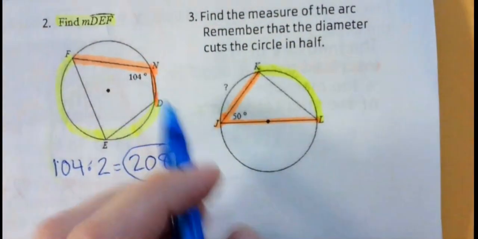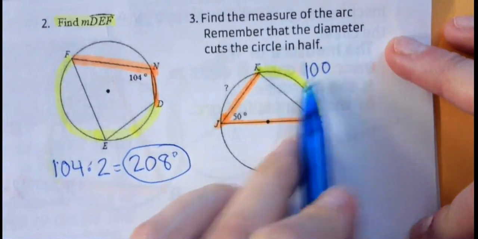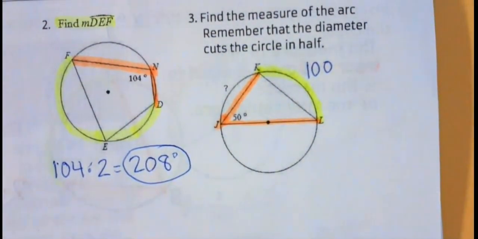So this is a two-step problem. You have 50 degrees for the angle. You take that angle and you multiply it by 2 to get the arc it opens up to. Great, so we have 100 degrees. You're not done. You can't just say 100 and then move on.